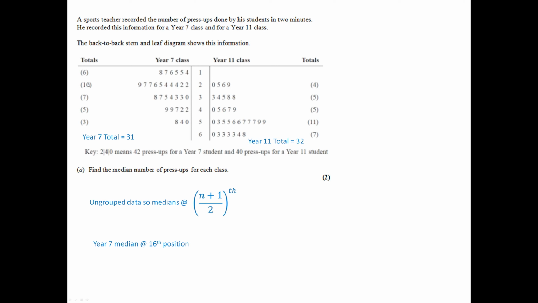6 and 10 is 16, so it's the last one in this line, which is 29. So the median is 29.